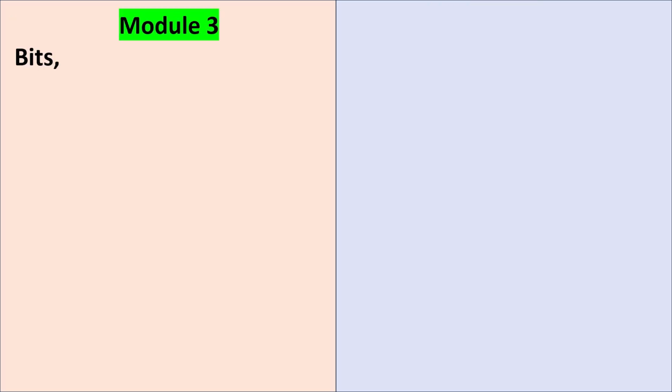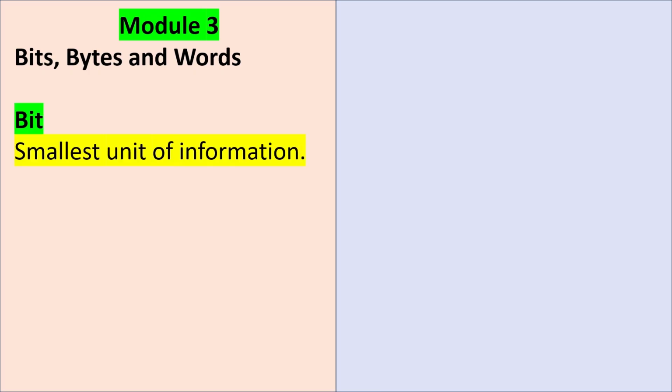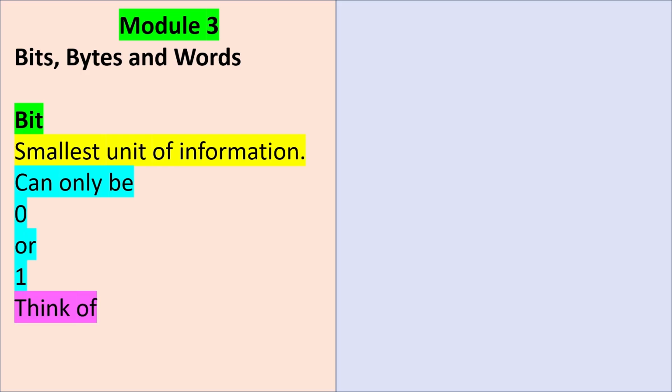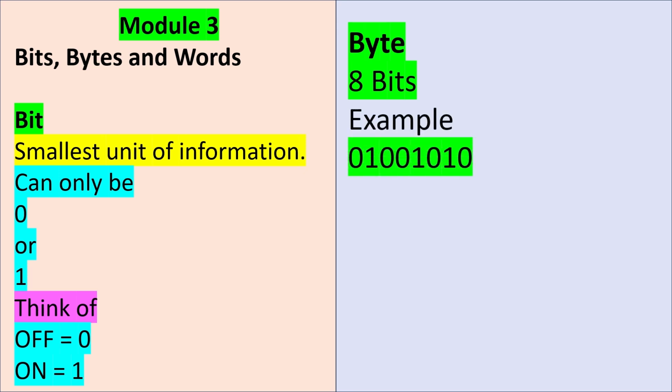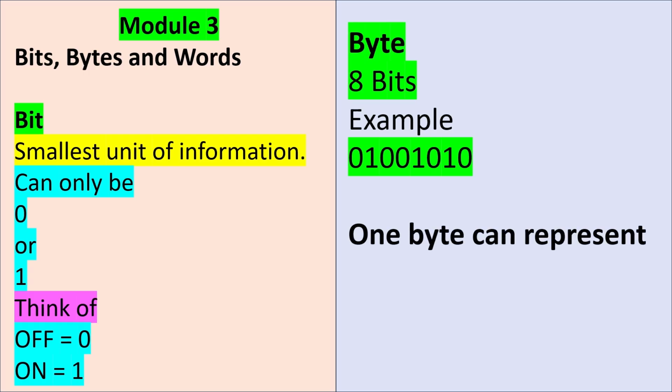Module 3. Bits, bytes, and words. A bit is the smallest unit of information. It can only be a 0 or a 1. Think of off equals 0 and on equals 1. A byte is 8 bits. Example: 01001010. One byte can represent a number, a letter, or part of a picture.